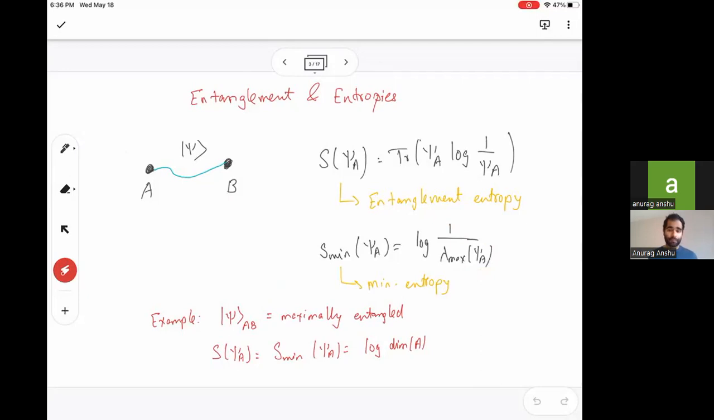One example of this is when psi AB is a maximally entangled state between the two parts. In this case, the entanglement entropy is the same as the min entropy, and this quantity is log of the dimension of the smaller system between the two, let's say A.